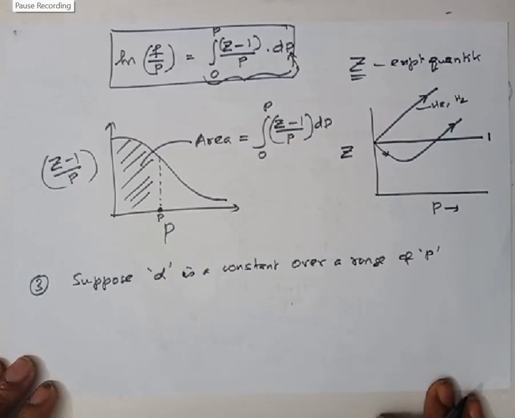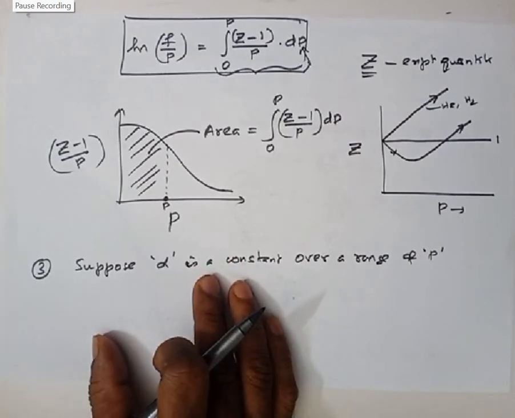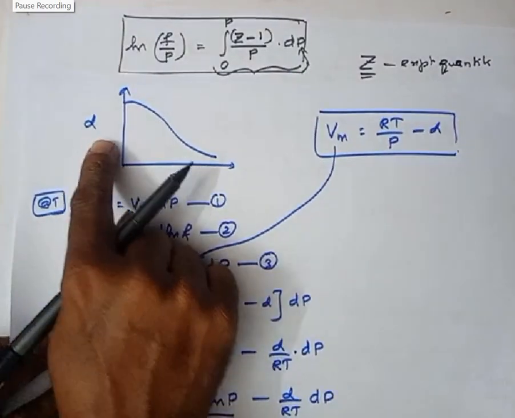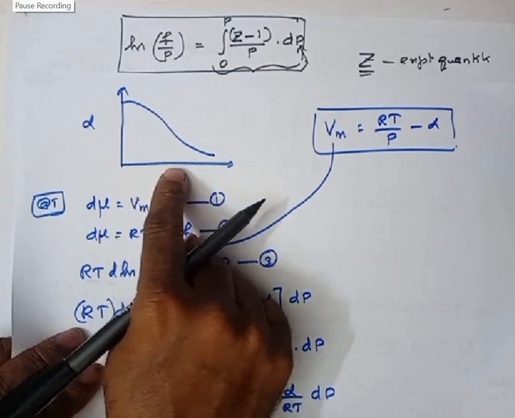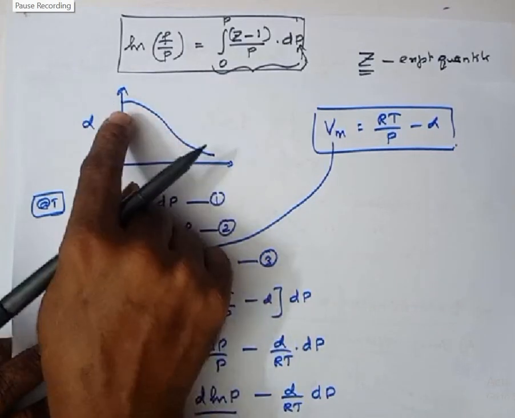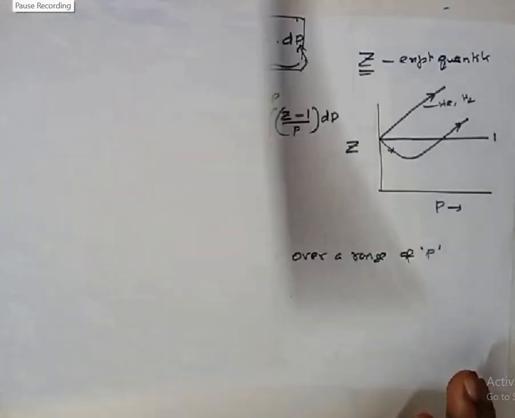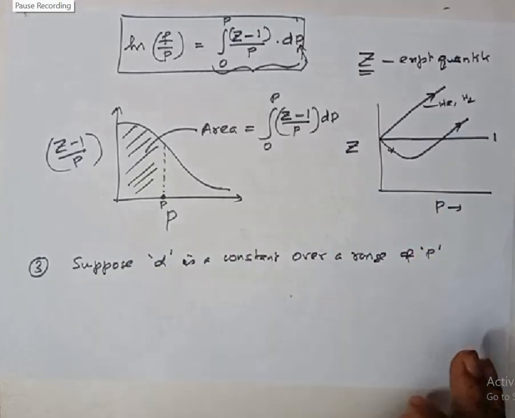Suppose, actually, in the last class we saw that alpha varies with the pressure. Look at alpha versus P. Last class we discussed it, right? As you increase pressure, alpha changes. Alpha decreases. Alpha changes with the pressure. But now I am saying, suppose alpha is a constant over a certain pressure.